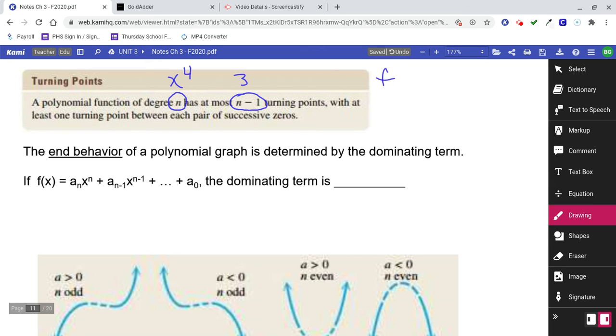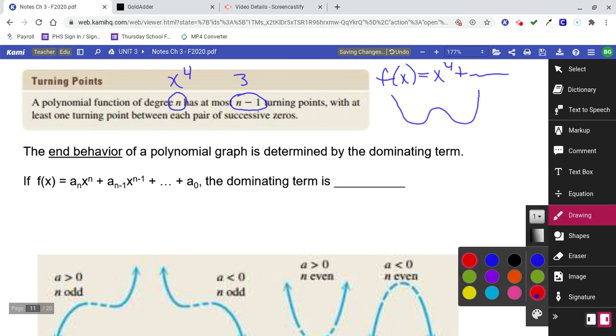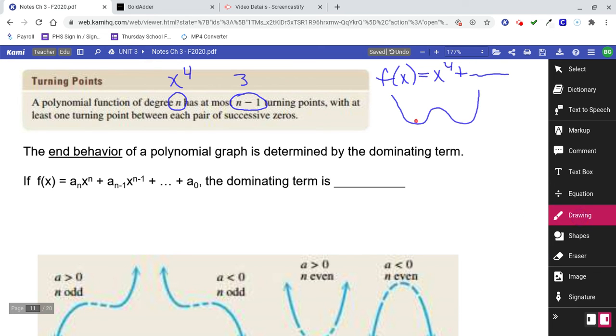So if I said f of x equals x to the 4th plus blah, blah, blah, that would have at most 3 turning points. And what I mean by that is it might look like a W or something like this. Turning points are where it was decreasing and now it's increasing. That's a turning point. Then here it was increasing and then it goes to decreasing. That's the second turning point. Decreasing turns to increasing. That's the third turning point.